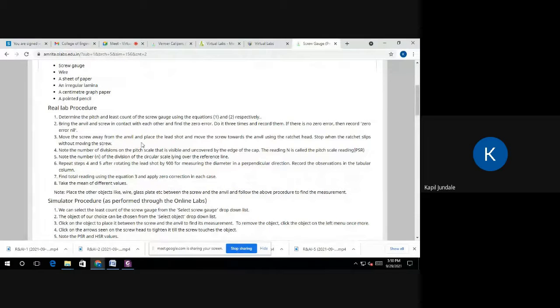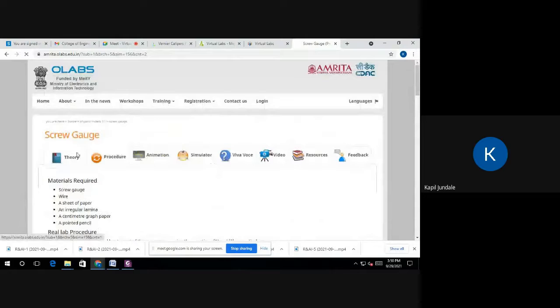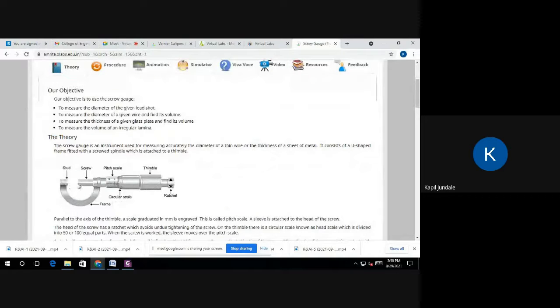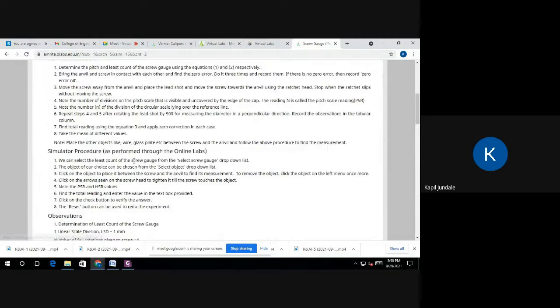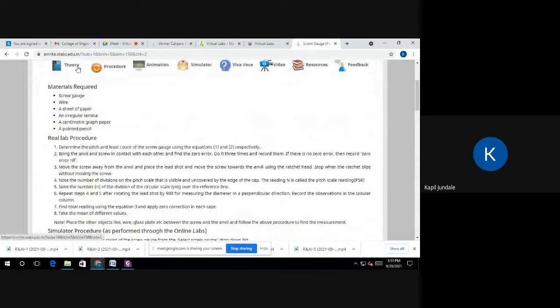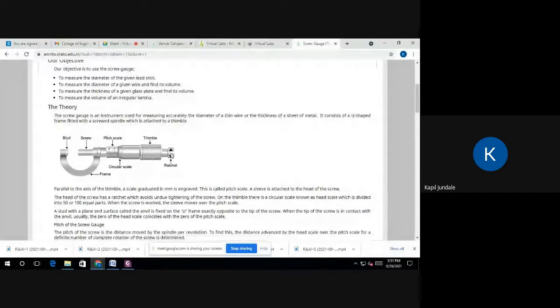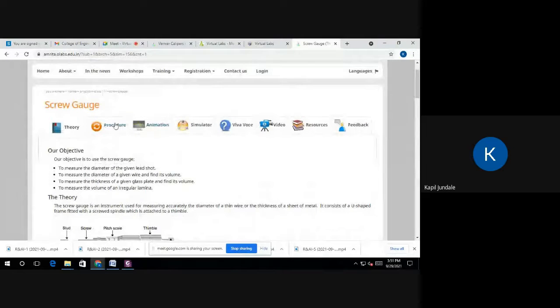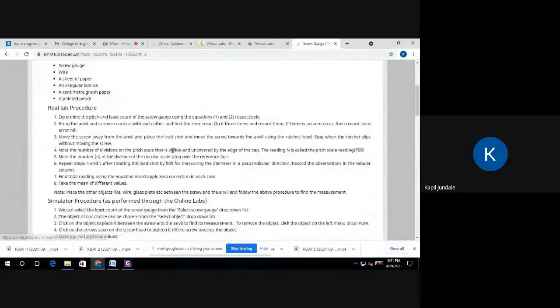Move the screw away from the anvil and place the lead shot and move the screw towards the anvil using the ratchet head. We have to place our object in between. Where will the object be placed? In between the anvil and spindle; we have to place the object between these two. And after that we have to move the ratchet and check the dimension.